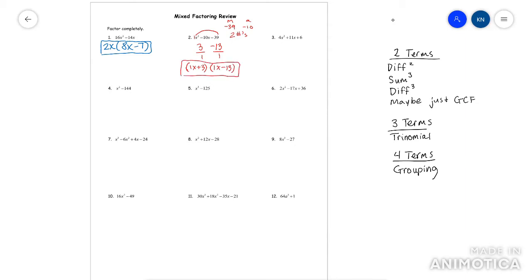All right, this next one is another 3 terms, so it's probably going to be a trinomial. So this is the rainbow combo. Rainbow, the first times the last term. 4 times 6 is 24. This is what my 2 numbers that I'm going to find have to multiply to be. They have to add up to the middle 11. So that's 8 and 3. 8 and 3. You put them over that first number, that 4.